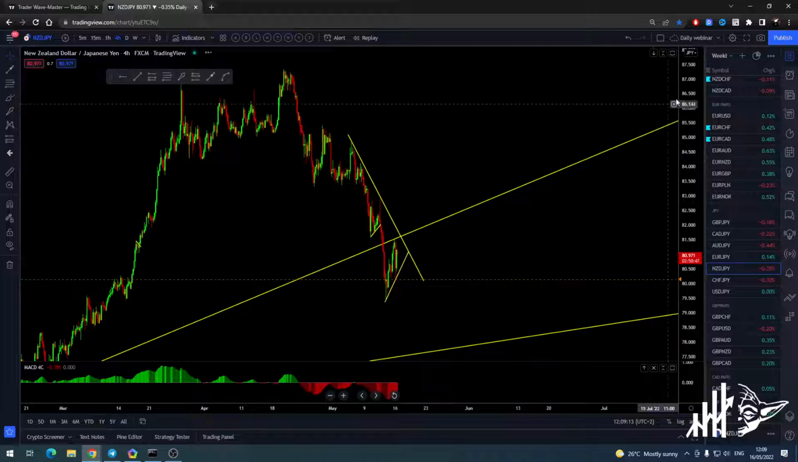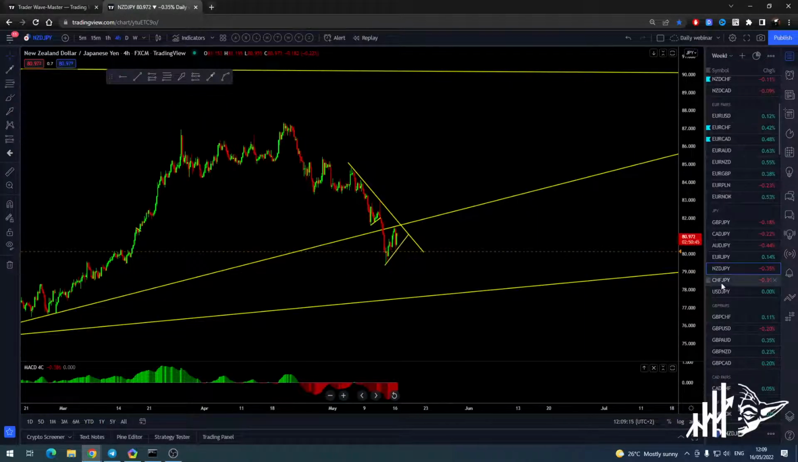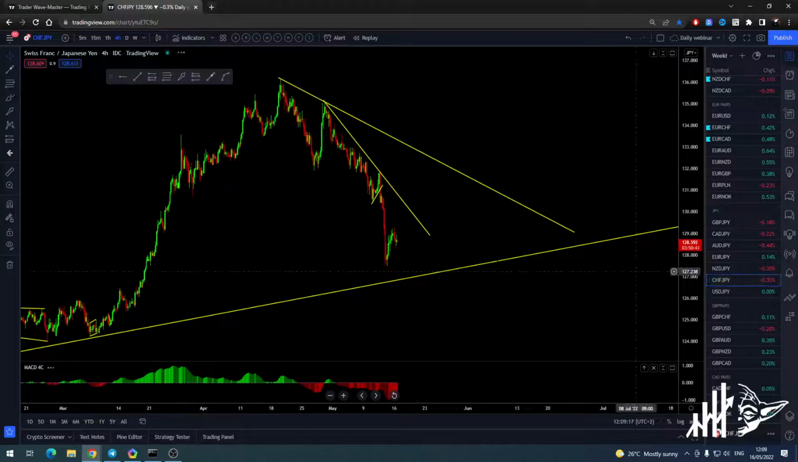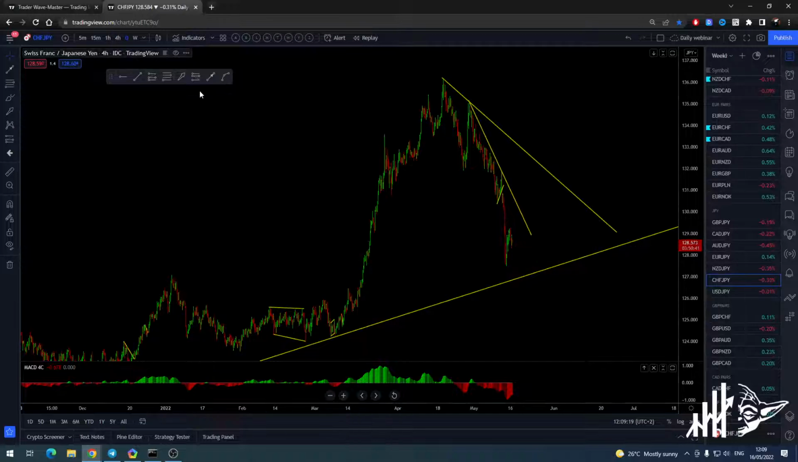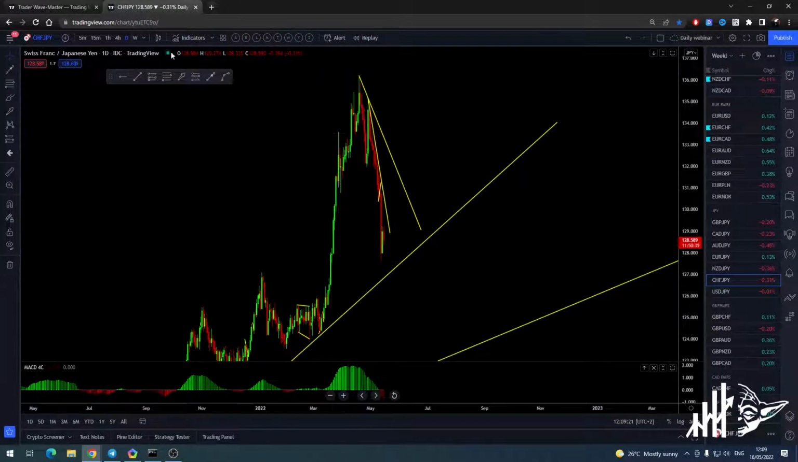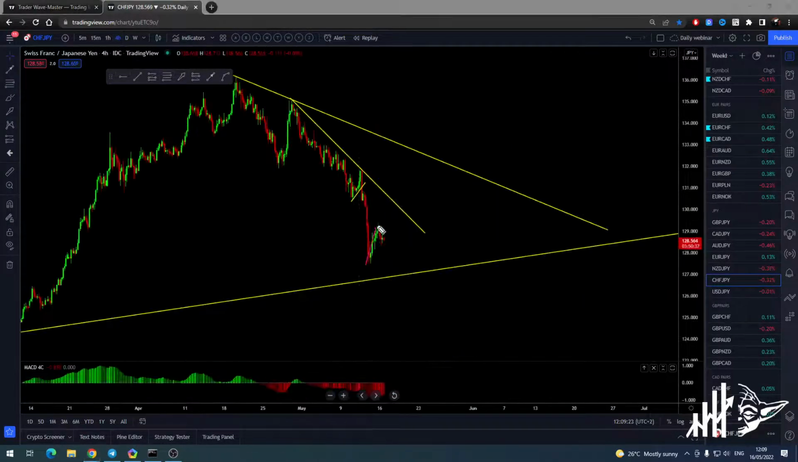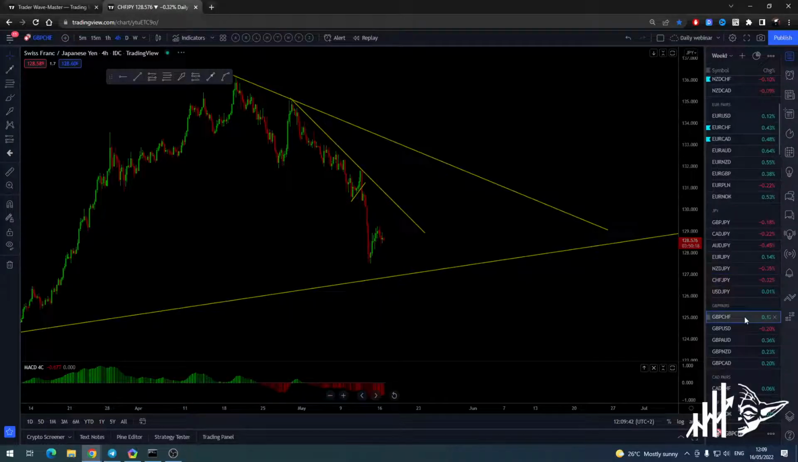New Zealand yen, nothing with this. I don't like this one. Chief yen, let it correct. Okay, they also need to correct. This will be developing by the end of this week. Sorry, by the end of the week we should have a clear sense of direction. That's gonna be maybe a running flat for more downside. So that has to complete itself before we will get the setup.